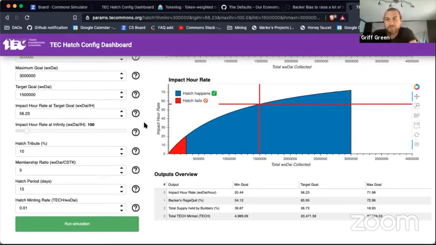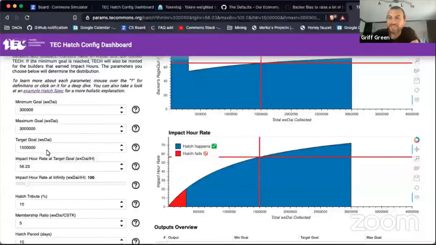And this is what this is to decide: what our target is and what we're shooting to raise. That's a purely social parameter. It doesn't have anything to do with smart contracts, what our target goal is, but it does matter, you know?